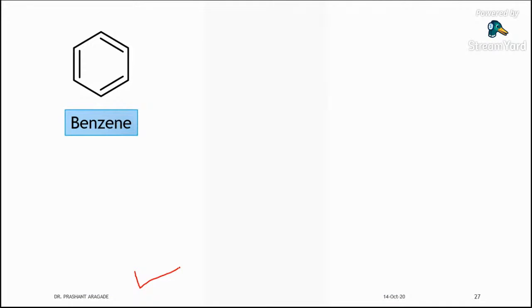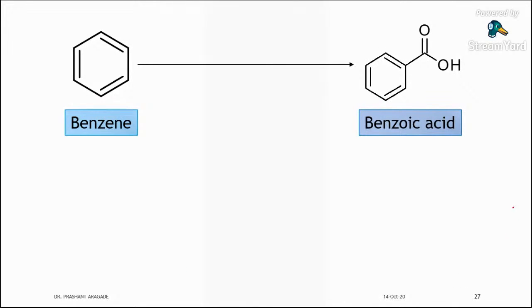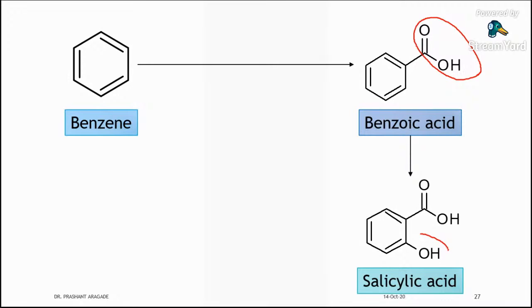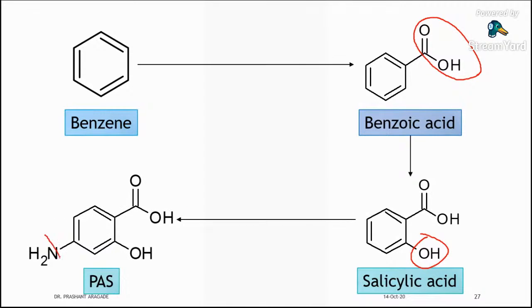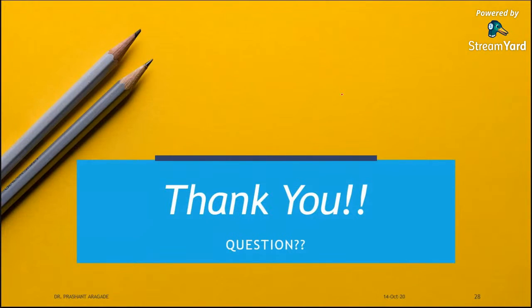Okay, how? I will repeat it again. If you know the structure of benzene, convert it into benzoic acid by adding the carboxylic group. Then benzoic acid to salicylic acid by adding a hydroxyl group at the 2 position. And then salicylic acid to PAS by adding the amino group at the 4th position. So this is how you can remember or draw the structure of para-aminosalicylic acid, and its IUPAC name is 4-amino-2-hydroxybenzoic acid. Okay, so this is how you can remember the chemical structure of the drug.